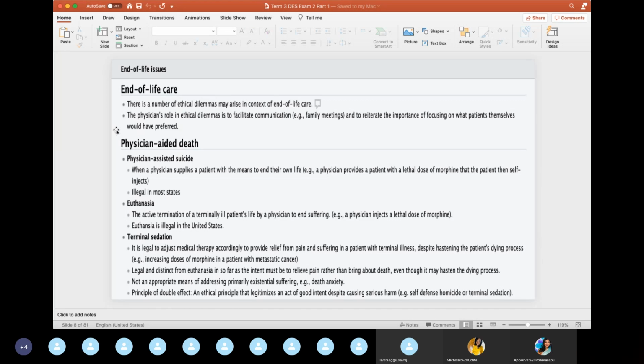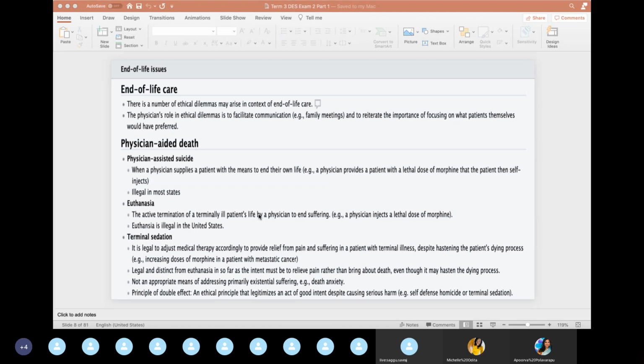Terminal sedation, on the other hand, is where you're adjusting the medical therapy to provide relief from pain and suffering in a patient with terminal illness, despite hastening the patient's dying process. For example, you increase the dosage of morphine in a patient with metastatic cancer in hospice care, right? That's terminal sedation.